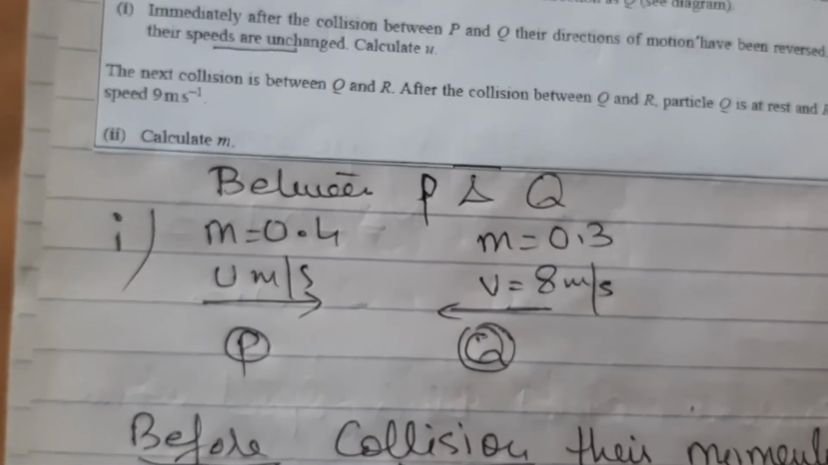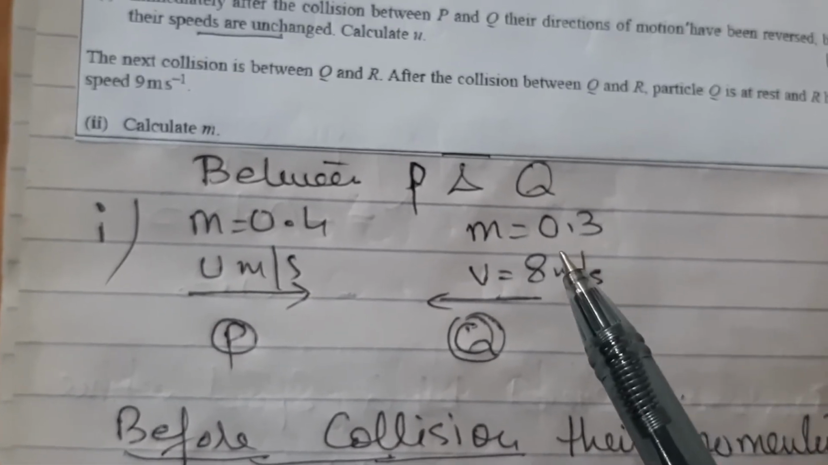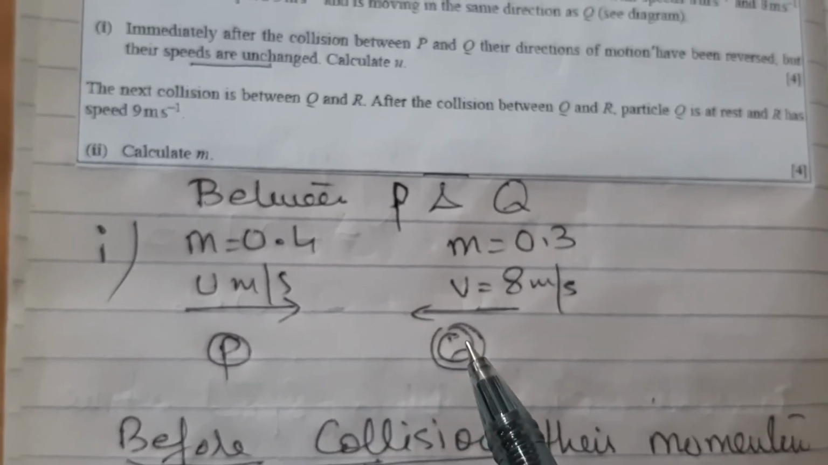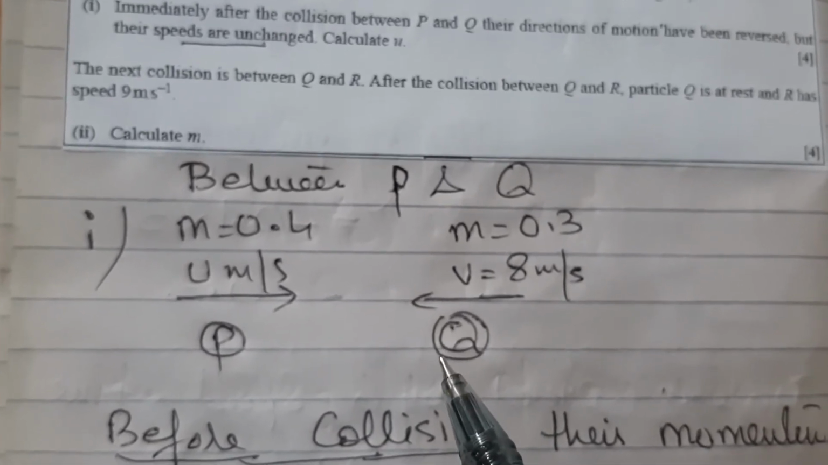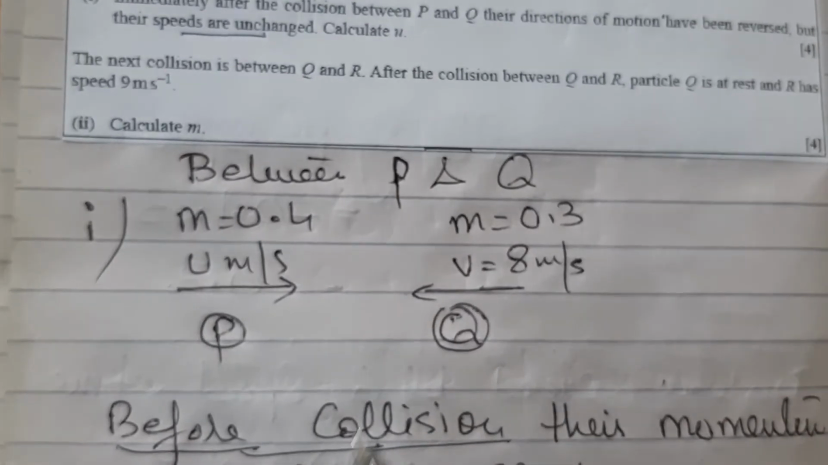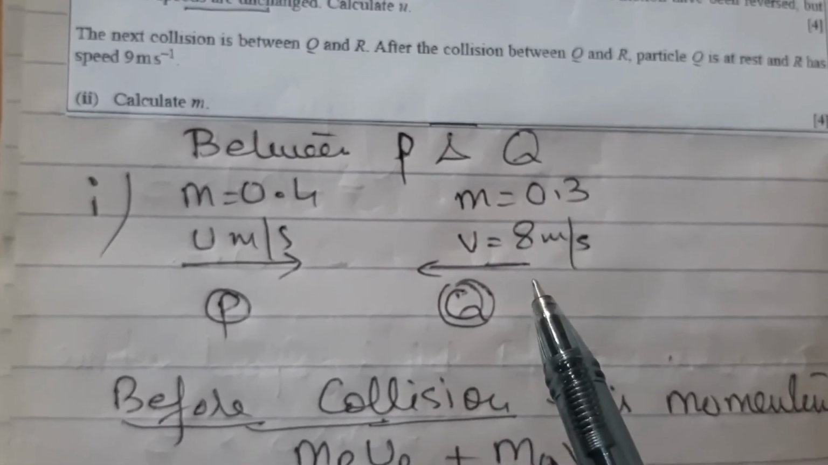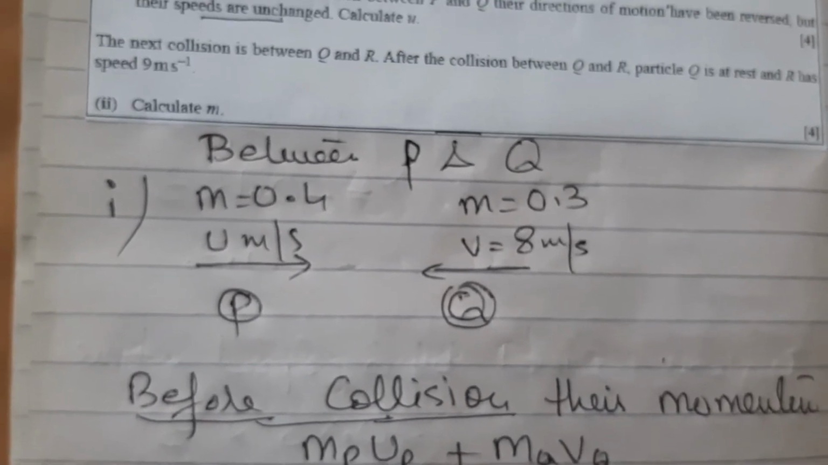So this is the diagram of the description explained to you in the question, that P and Q are moving in the opposite direction, right? It was given in the diagram also, and these are the velocities and masses of them. So first of all, we have to consider the collision between P and Q.